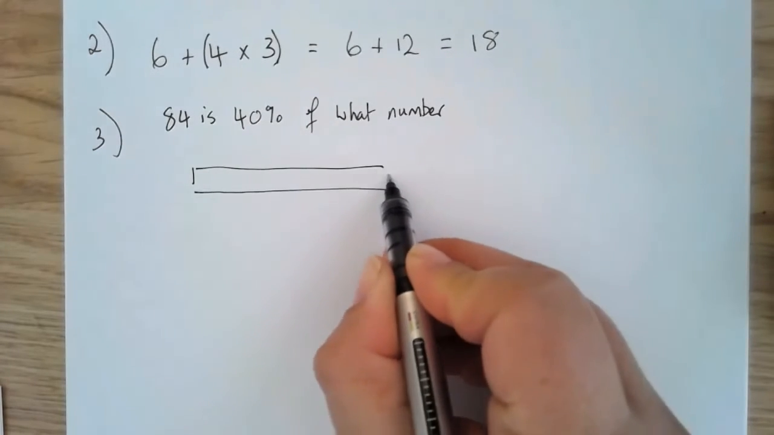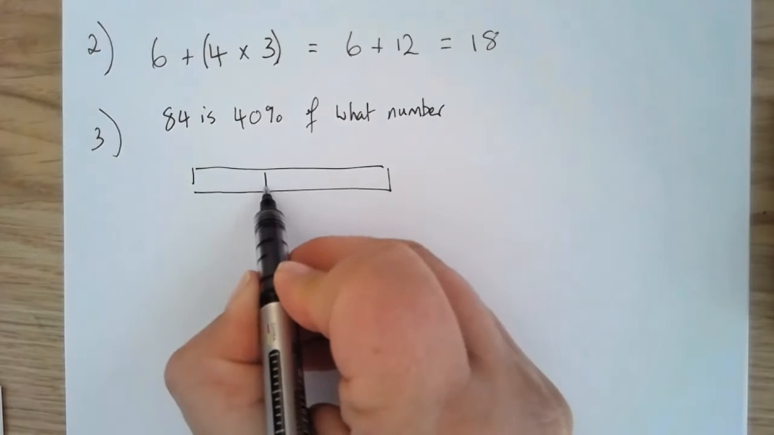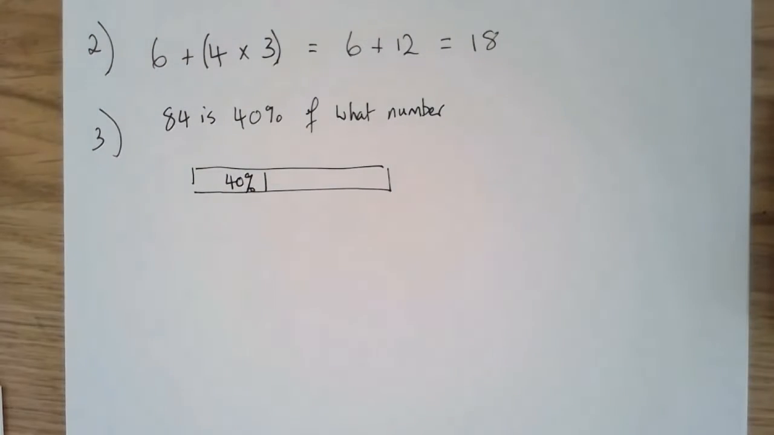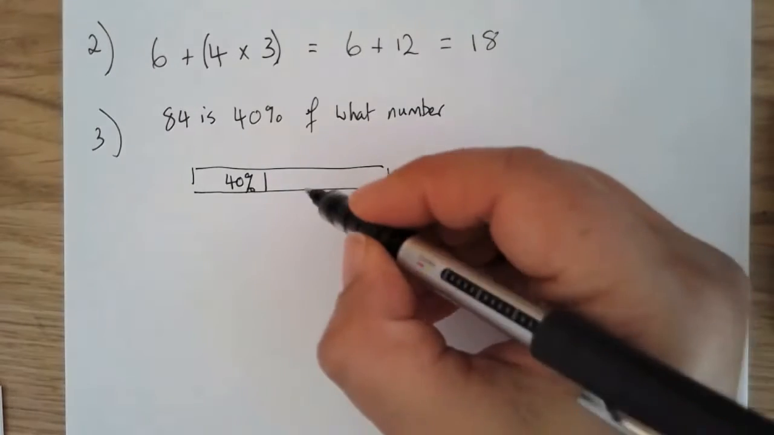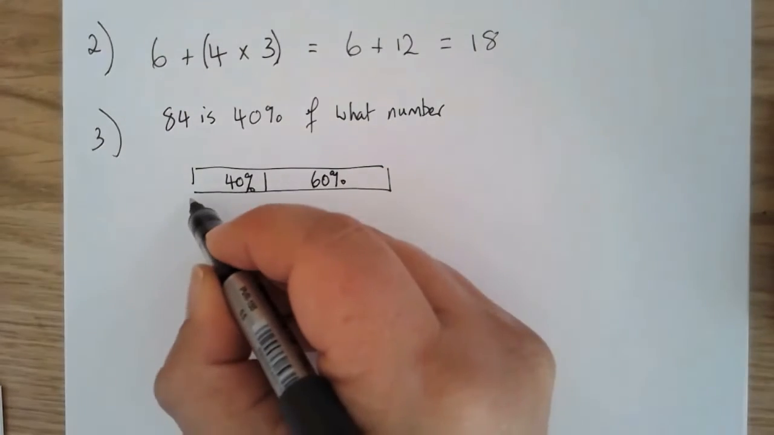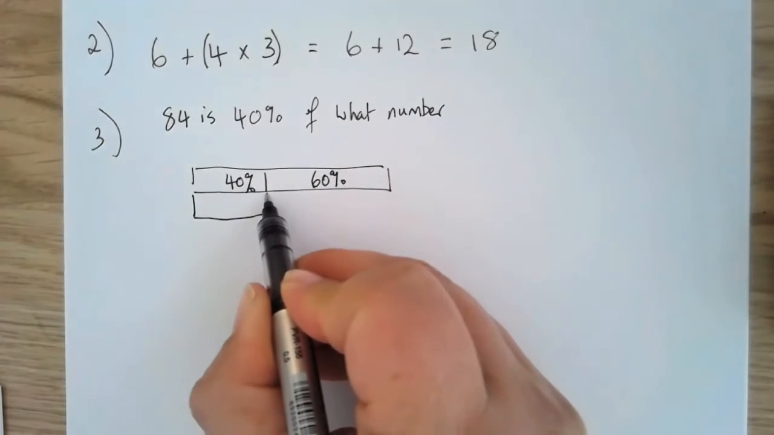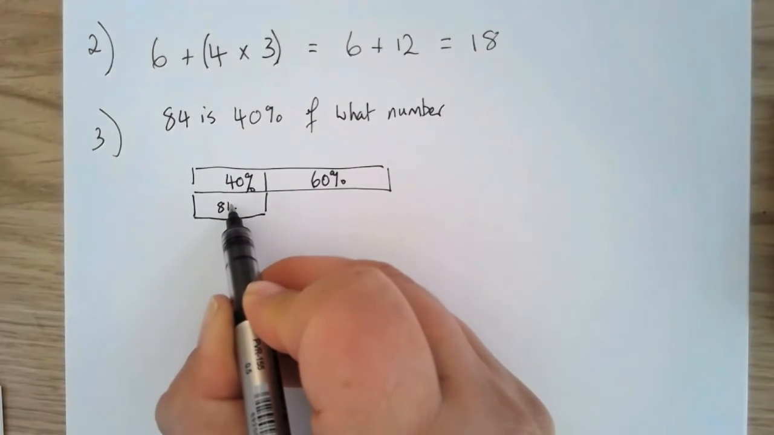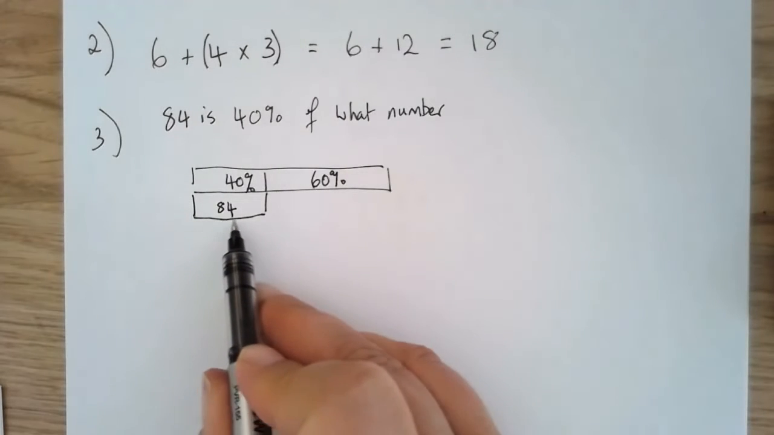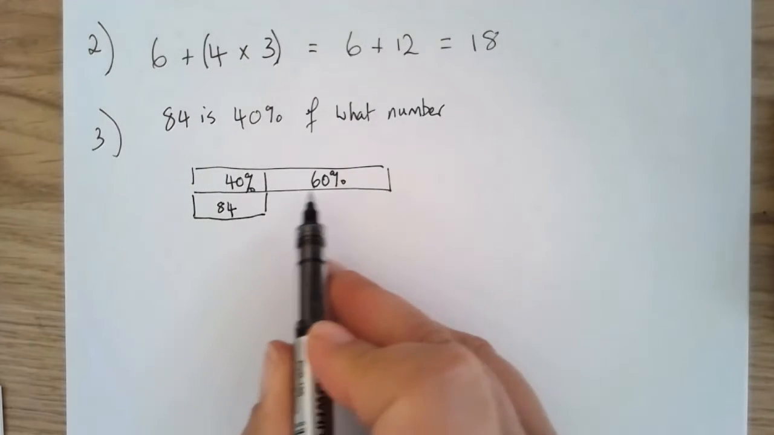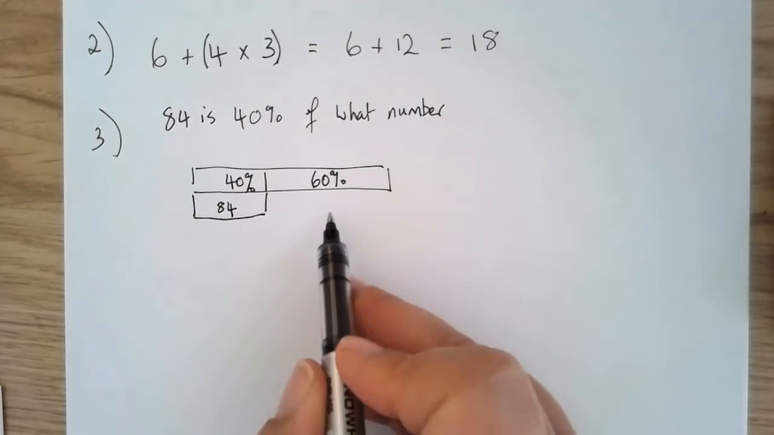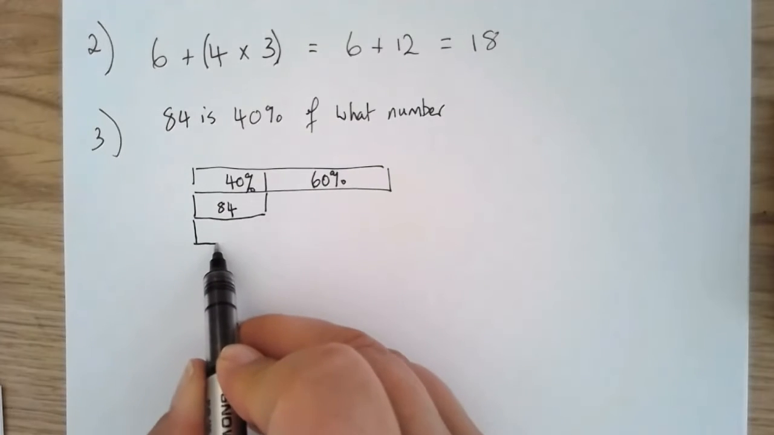So if I think of this bar as 100, we're looking at 40% just here. We're looking at 60% here. And we know that 84 is equivalent to that 40%. To work out what the whole is, I'm going to see this as there are 4 boxes of 10% here and 6 boxes of 10% here.